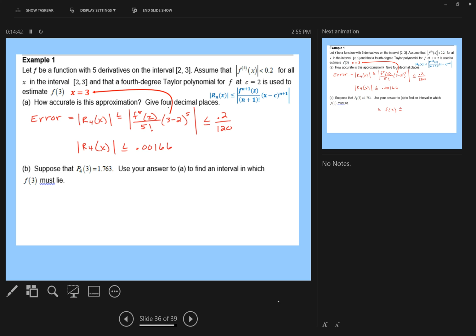Yeah. So this is saying the notation here. This is saying the remainder. The way you would read the remainder after the 4th degree is represented by the 5th degree. Okay. Yeah. So yes is the answer to your question.